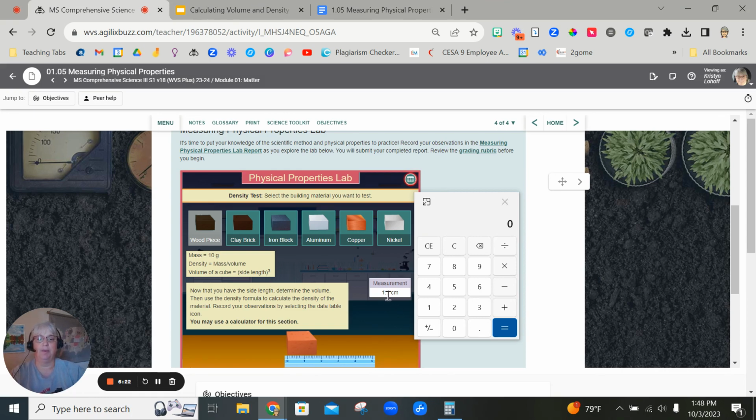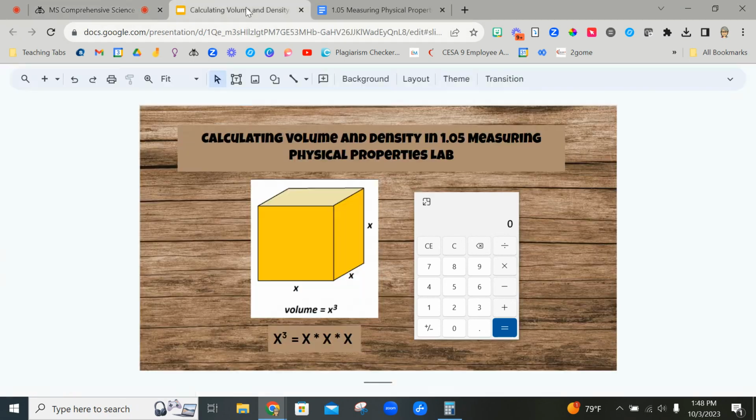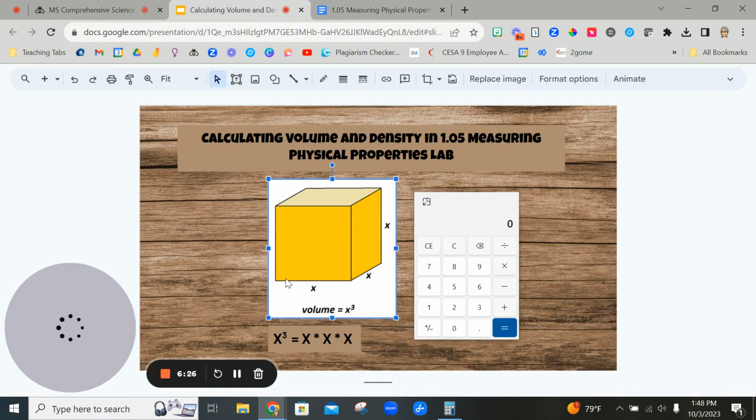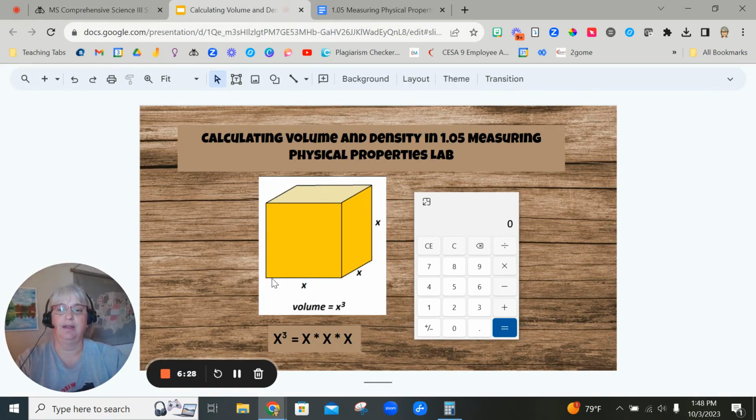Our measurement is 1.7. So I'm going to come here. The side length is 1.7. So 1.7 times 1.7 times 1.7 will give me the volume for this material. 1.7 a second time, cubing a third time, equals 4.913. This is not density, this is volume.